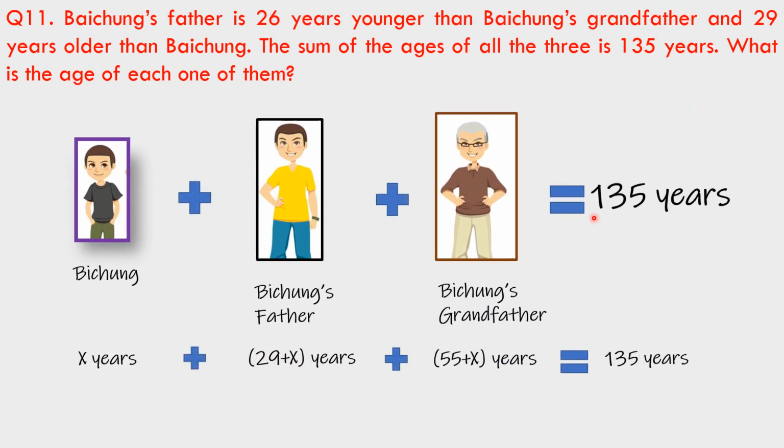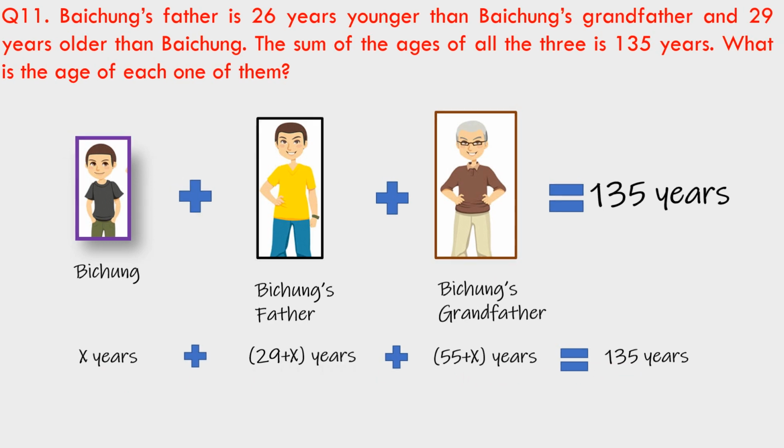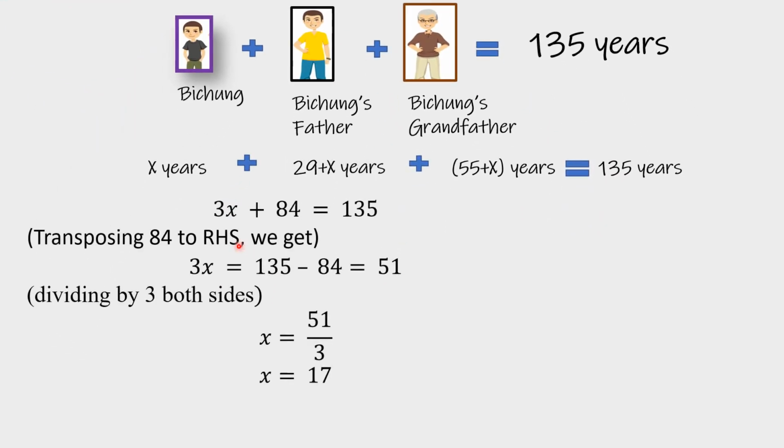Now total age equals to 135 years. Hence sum of all three equals to 135 years, or x plus in the bracket 29 plus x plus in the bracket 55 plus x is equals to 135. 3x plus 84 equals to 135. On transposing 84 to right hand side, we get 3x equals to 135 minus 84, which is equals to 51.